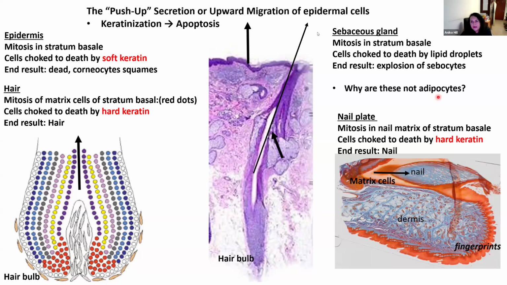Okay, and finally, let's look at the nail plate. So this is my favorite orange finger slide where you can see the fingerprints on one side. Here is the deep blue dermis, and here's where the nail is growing. The nail is growing, and these are the matrix cells where the actual proliferation and mitosis occurs. And here the nail, again another kind of hard keratin, is pushed out as it's growing. Okay, so let's look at the next slide.